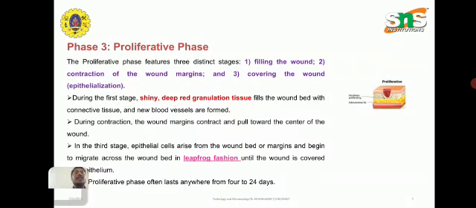During this first stage, the skin will look shiny, and deep red granulation tissue fills the wound bed, with connective tissue and new blood vessels being formed. During contraction, the wound margins contract and pull towards the center of the wound. In the third stage, epithelial cells arise from the wound bed and margins and begin to migrate across the wound.